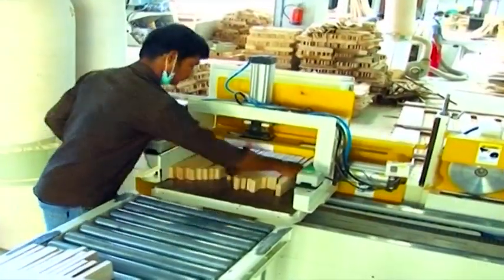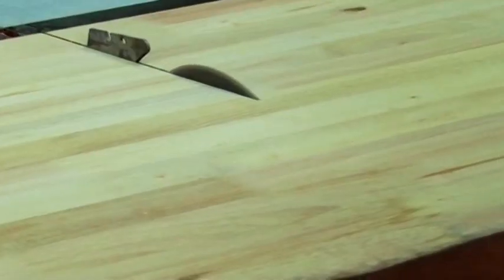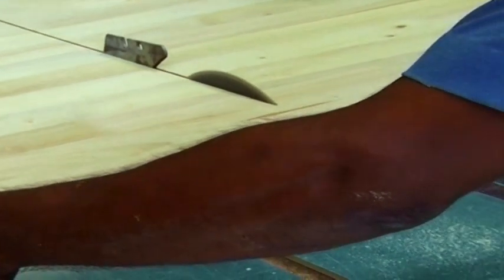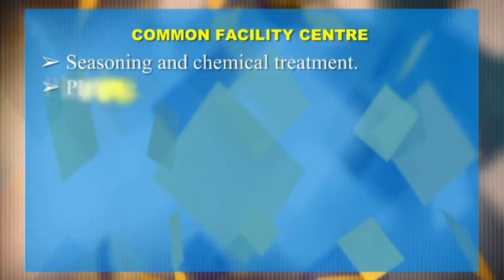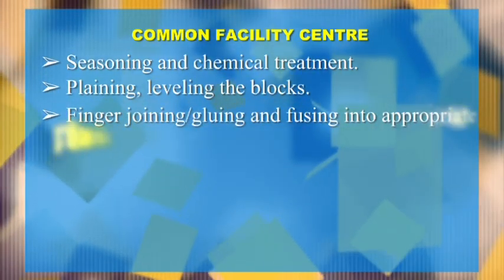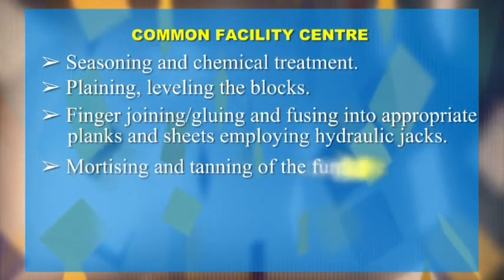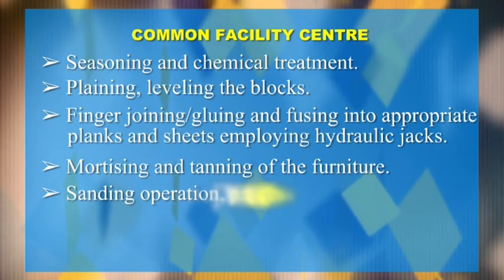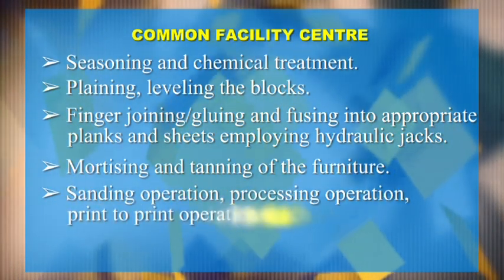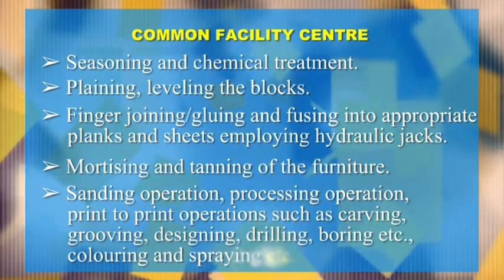The registered micro and small enterprise units contributed about 30% of the total turnover of the cluster and provide employment to more than 6,700 persons. The facilities available in the Common Facility Center are seasoning and chemical treatment, planing, leveling of the blocks, finger joining, gluing and fusing into appropriate planks and sheets employing hydraulic jacks, mortising and tenoning of the furniture, sanding operation, processing operation, print-to-print operations such as carving, grooving, designing, drilling, boring, coloring and spraying.